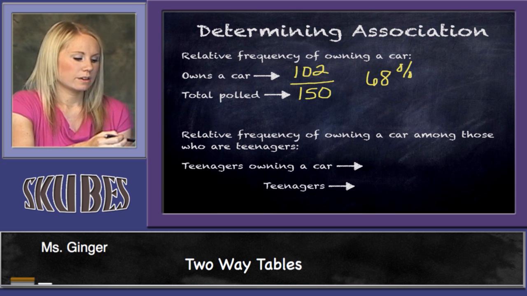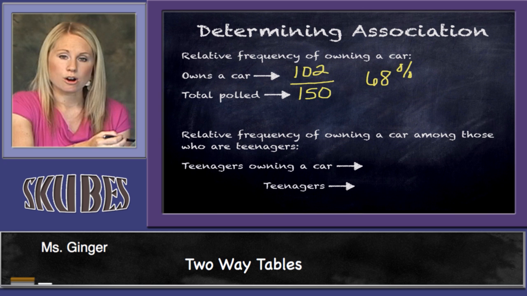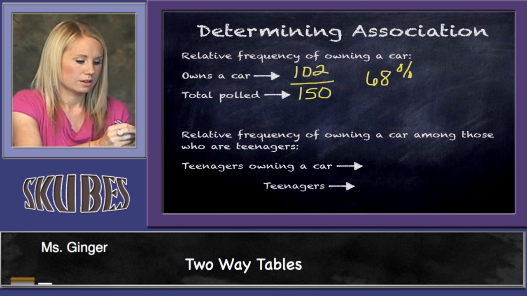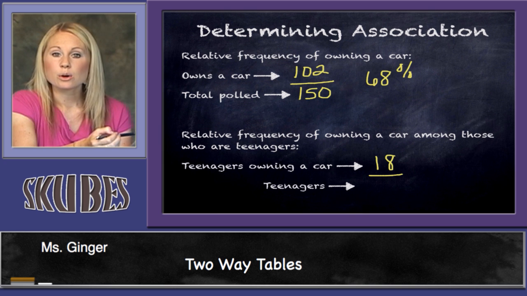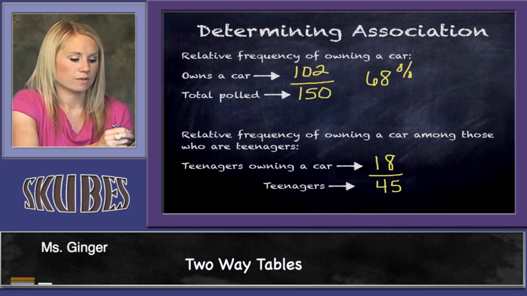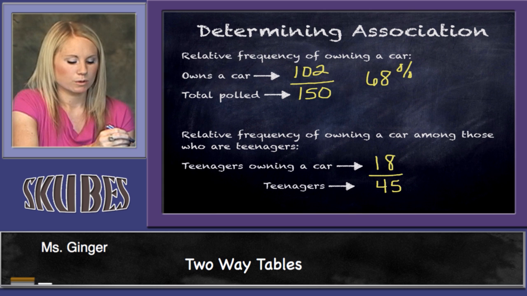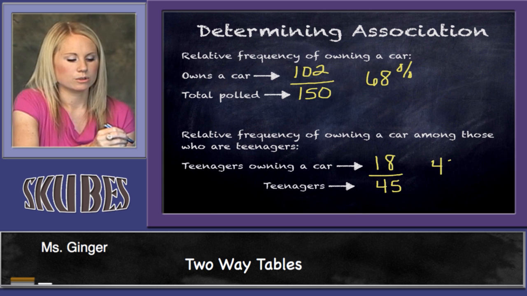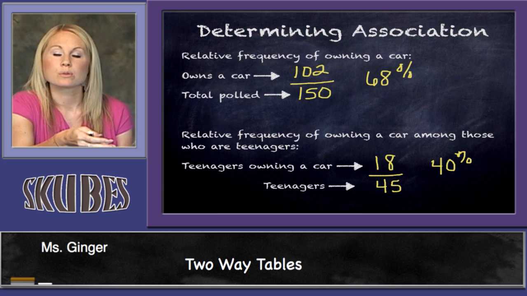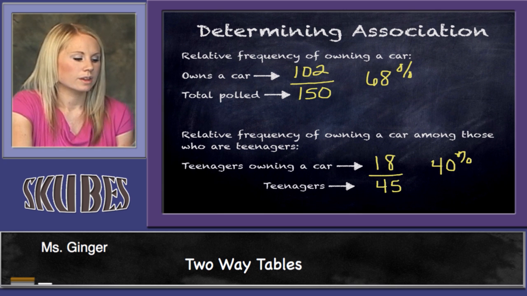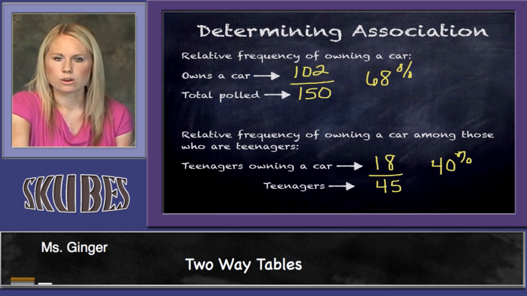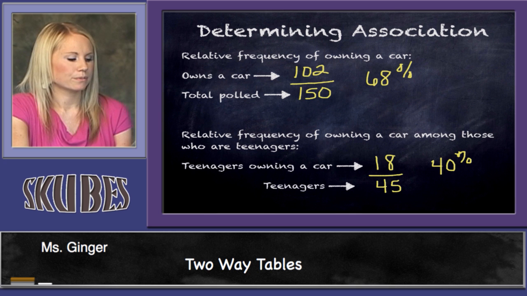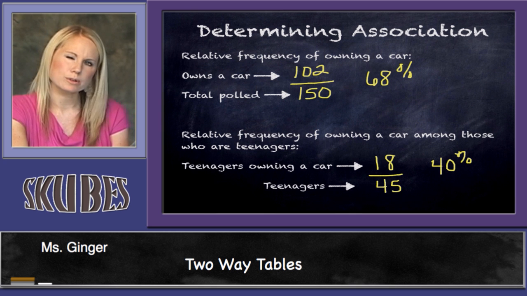Okay, if you go back and look at the table at the teenagers who owned a car, you've got to match up those categories. We found that first. That was our 18, over the total amount of teenagers, which is 45. If we divide that, we're going to get approximately 0.40, which is about 40%. Always move that decimal over to the right to get back to percentages. All right, so let's see what we have here. Out of those of any age in the whole survey, 68% owned a car, and of the group that were teenagers, 40% owned a car.